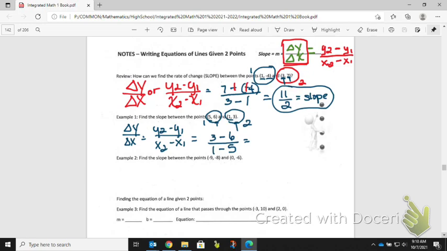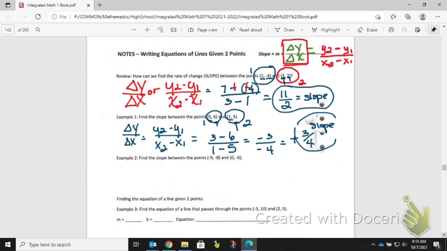So then I have to say 3 minus 6 is going to be -3, divided by 1 minus 5, which is -4. Now, a negative divided by a negative, right here, we know that is a positive. And 3 divided by 4 can't be simplified anymore, so that means my slope is 3/4.